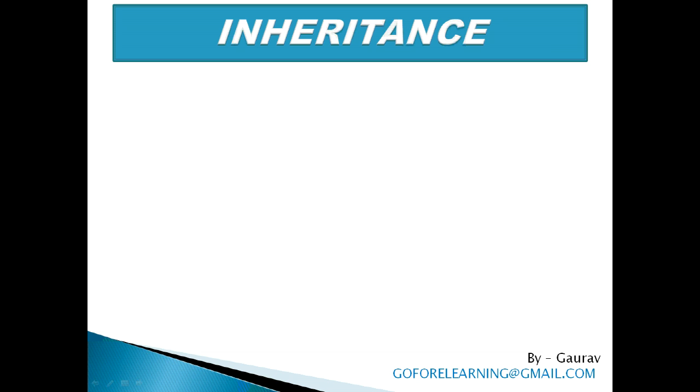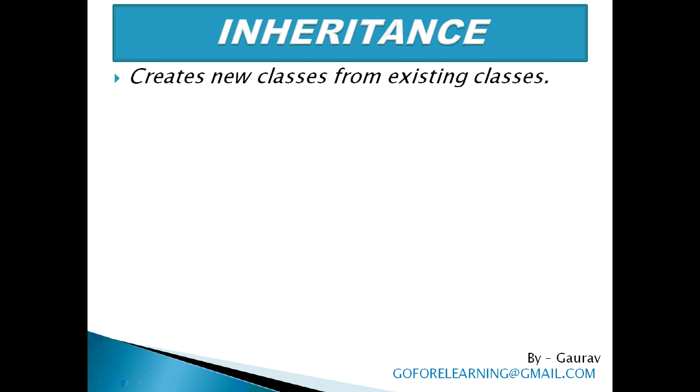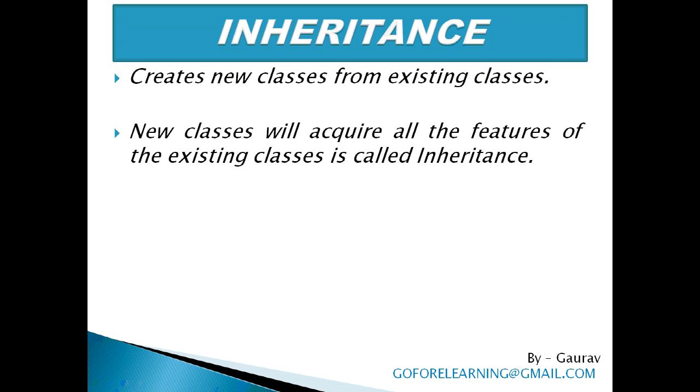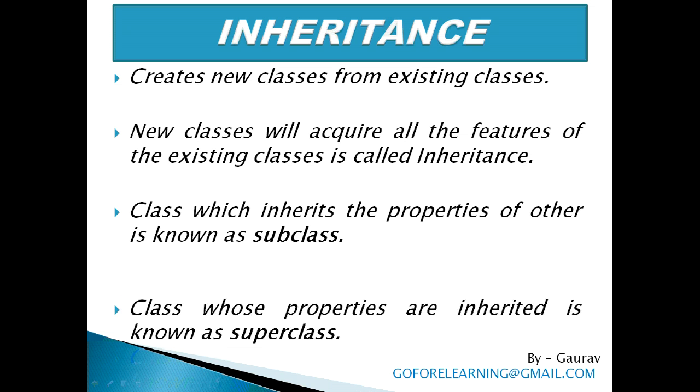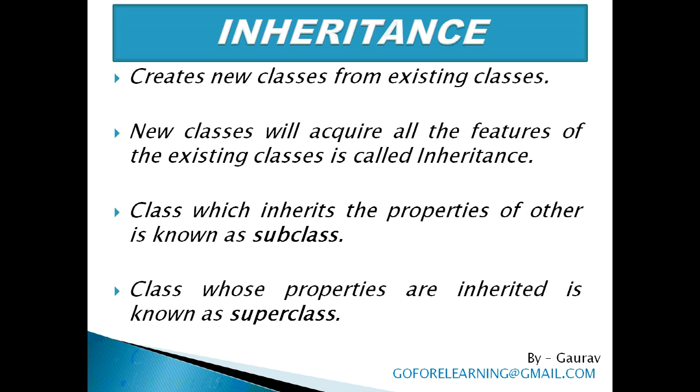Another feature is inheritance. It creates new classes from existing classes. The new class will acquire all the features of the existing class, which is called inheritance. A class which inherits the properties of others is known as a subclass or child class. The class whose properties are inherited is known as a superclass, or we can say base class or parent class.